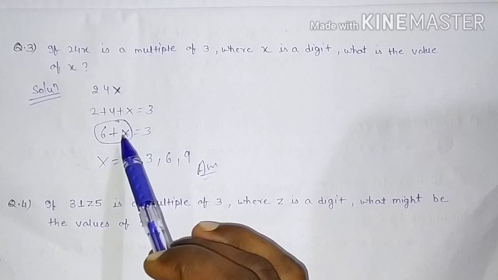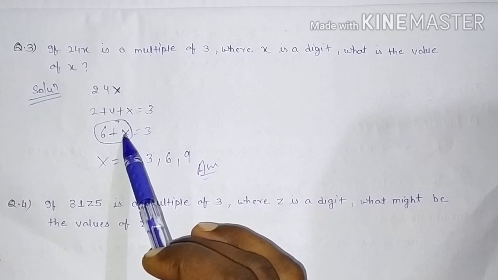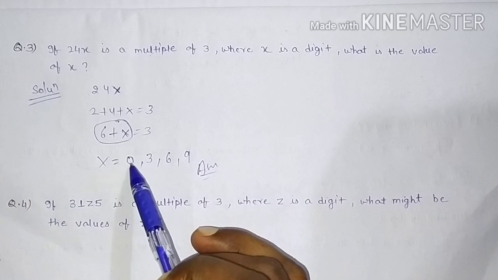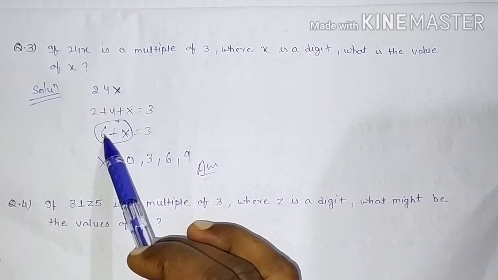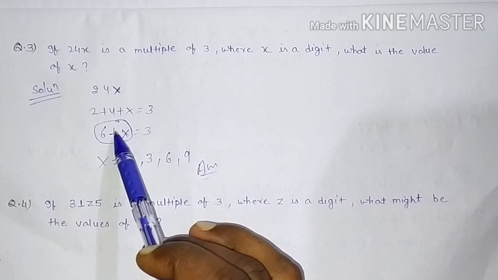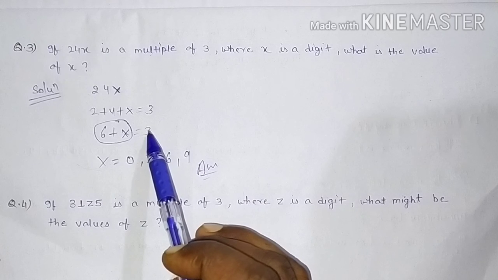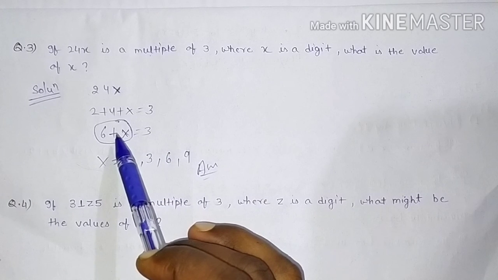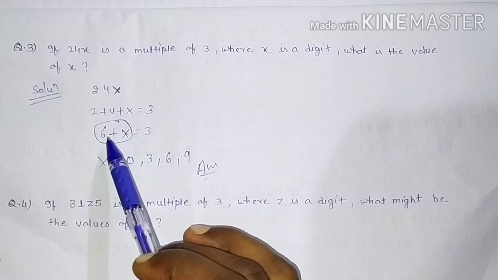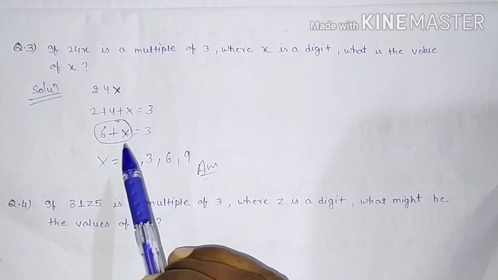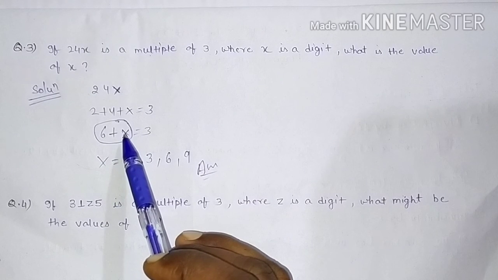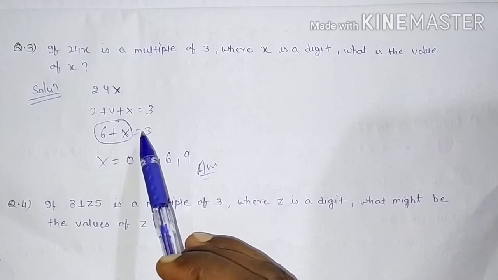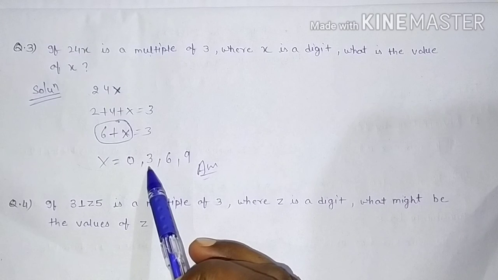Okay, so just put the value of x here, start from 0. So 0 plus 6 is 6, and 6 is a multiple of 3. So 0 will be the answer. Now next take 3. So 3 plus 6 is 9, and 9 and 3 are multiples. So 3 is the answer.